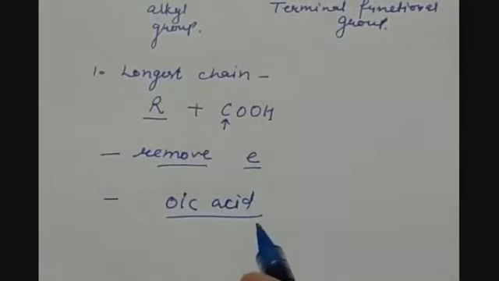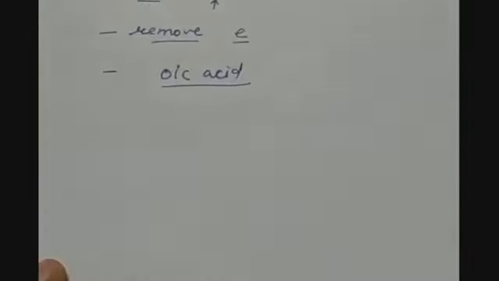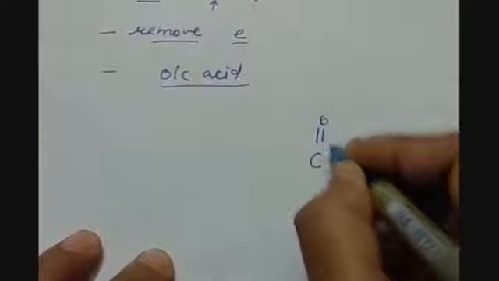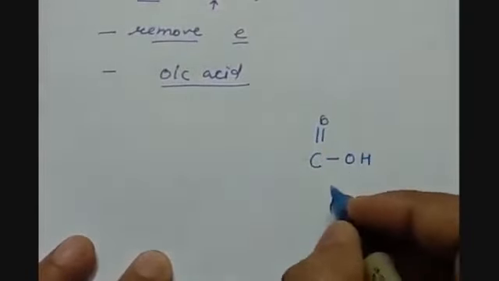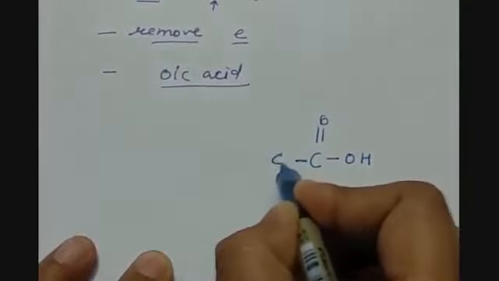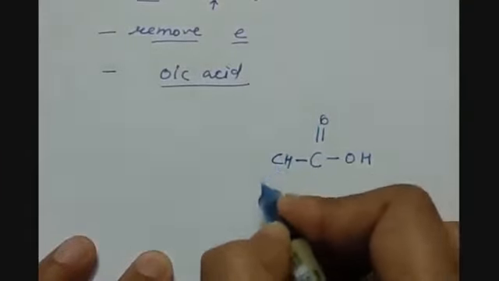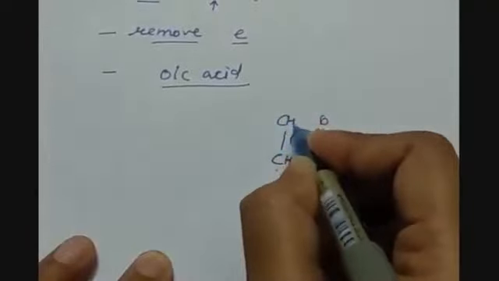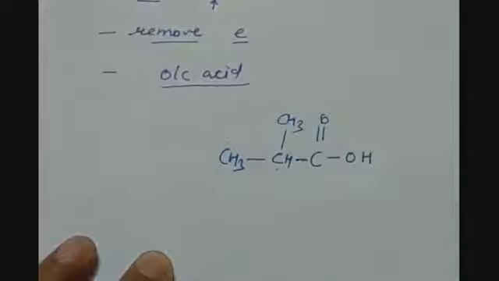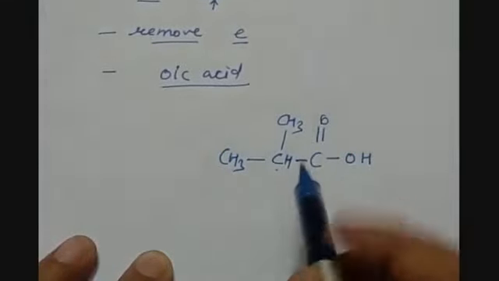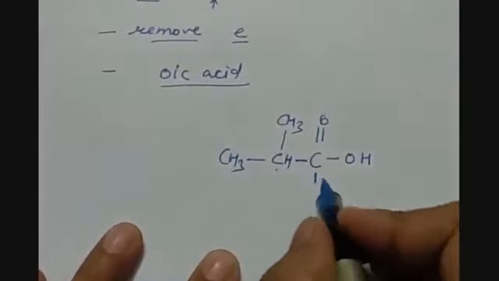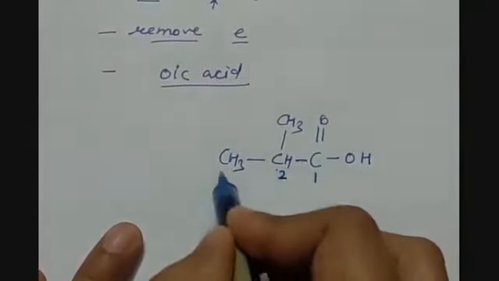So let us see how to name it. Now let us have an example where we have C double bond OH. This will be the terminal group. So we'll start from here, then we have a CH, then we have a CH3 group here and CH3 here as well. First we have to find the longest carbon chain, and we have to give priority to the carboxylic carbon. So this will be given number 1, this is 2, and this is 3.